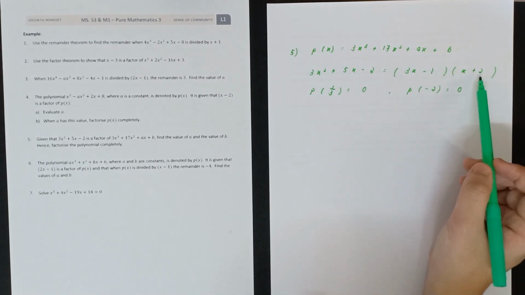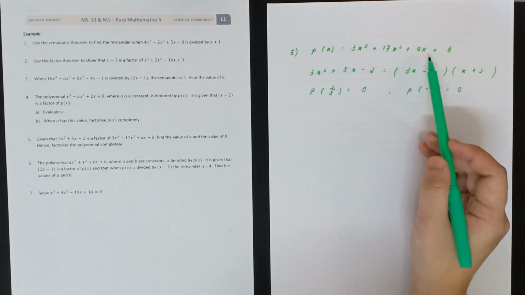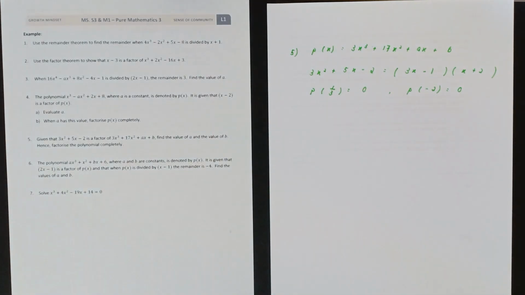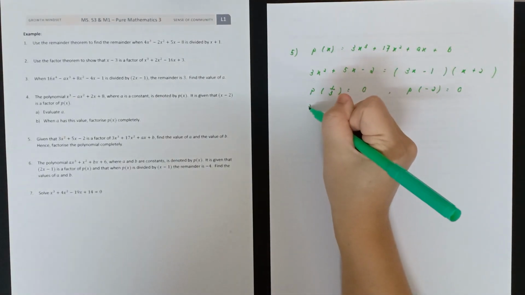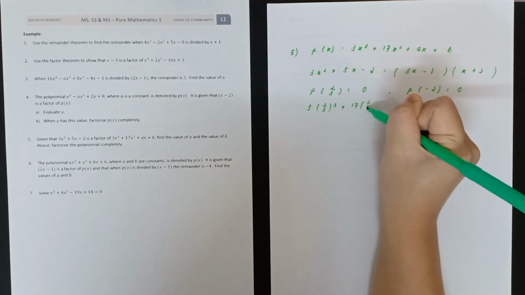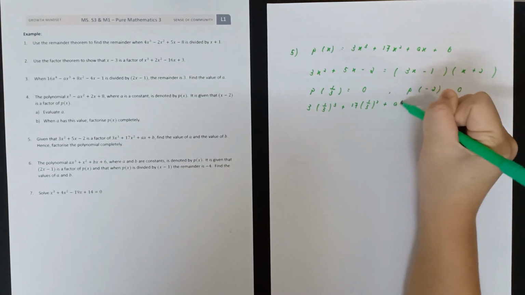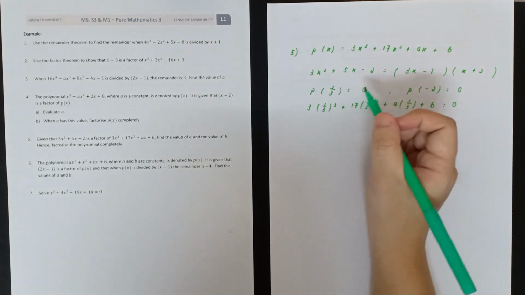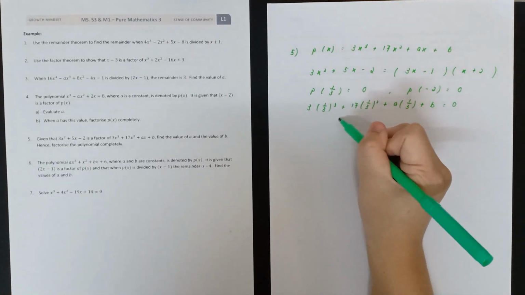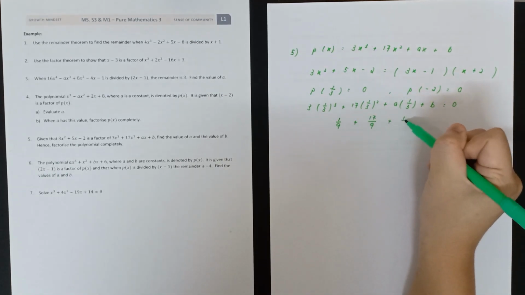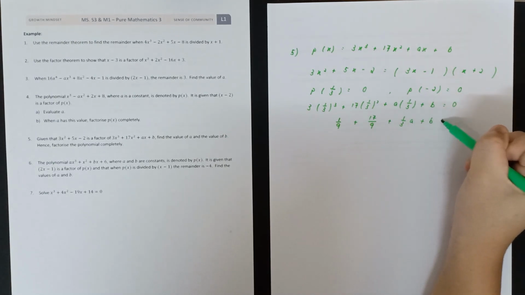X plus 2 is also a factor for this polynomial. Okay? So after we have written down these two pieces of information, now we can continue to find the a and the b. So, substitution: 3 times (1/3) cubed plus 17 times (1/3) squared plus a times 1/3 plus b equals 0. Okay, so you can expand. So 1/9 plus 17/9 plus 1/3 a plus b equals 0.